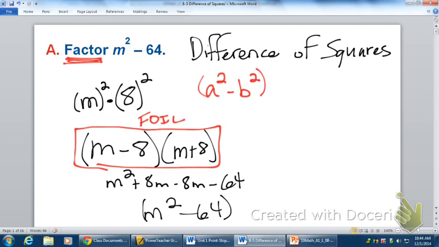Because think about it. If we FOIL that out, really anytime you see those exact same numbers right here, if we have the same m here and the same 8 here, and the only difference is a negative and a positive, well, those numbers are going to cancel out 100% of the time. Because think about it, negative 8 times m is going to give me a negative 8m. 8 times m is going to give me 8m. Well, that's going to cancel out. Okay? Good?